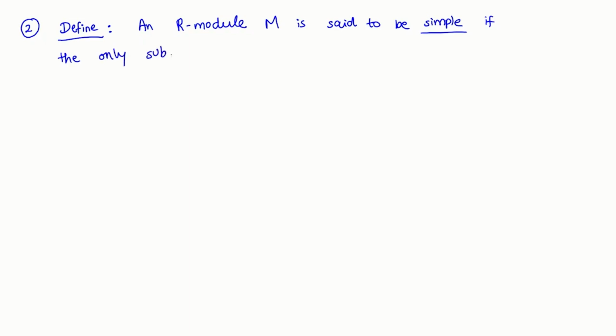So define an R module M to be simple, or a simple R module, if it has no submodules, if the only submodules of M are the two obvious ones, 0 and M itself. So these are the only two submodules, then we say M is simple. It has no other non-trivial submodules.